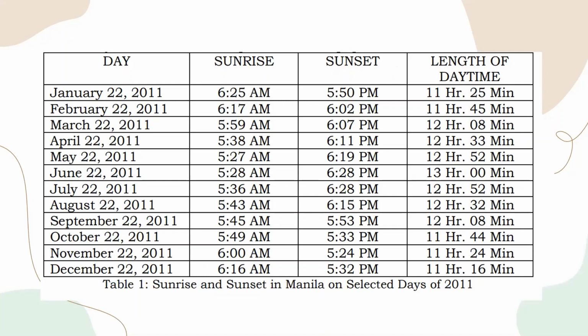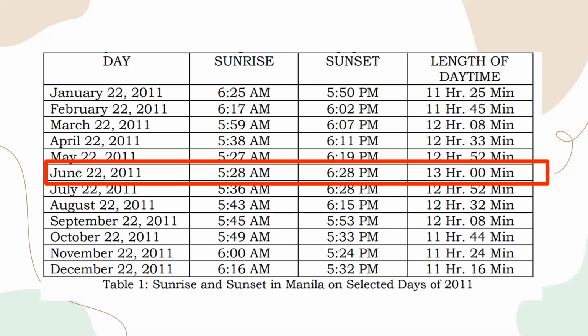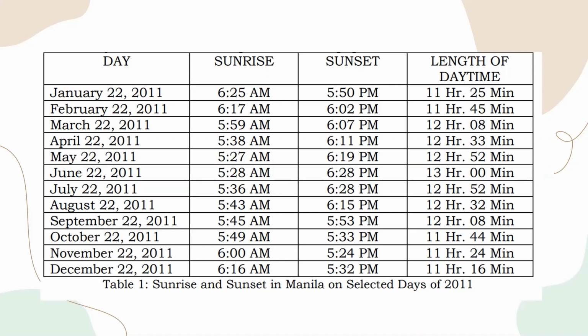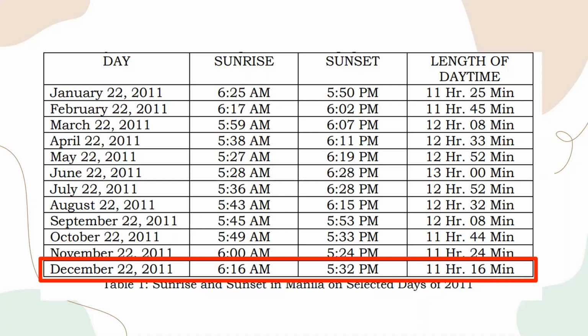Take a look at this table showing the time of sunrise and sunset on a selected day of each month of the year 2011. When was the length of daytime the longest? It's on June 22, 2011. How about when was the length of daytime the shortest? Right, it happened on December 22, 2011.